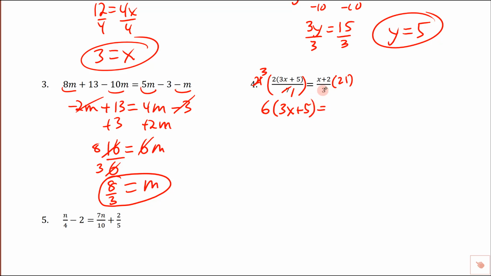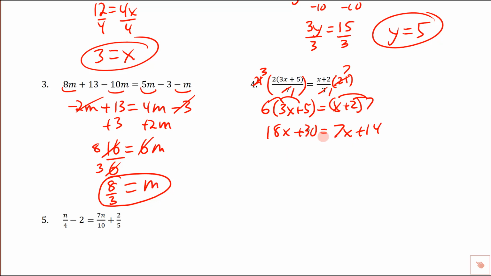On the other side, we cancel a 3 here. 3 goes in there once. 3 goes in there 7 times. So we've got x plus 2 times 7. Now, if you wanted to, you could put the 7 in front. It doesn't really matter. The important part here is that we're going to distribute through to both of these. So we get an 18x. We get plus 30. Then we're going to have a 7x plus a 14. These sides are simplified, so now we can go ahead and solve.